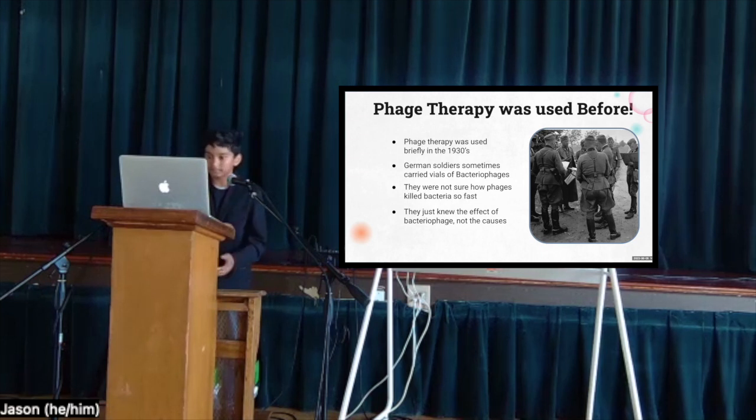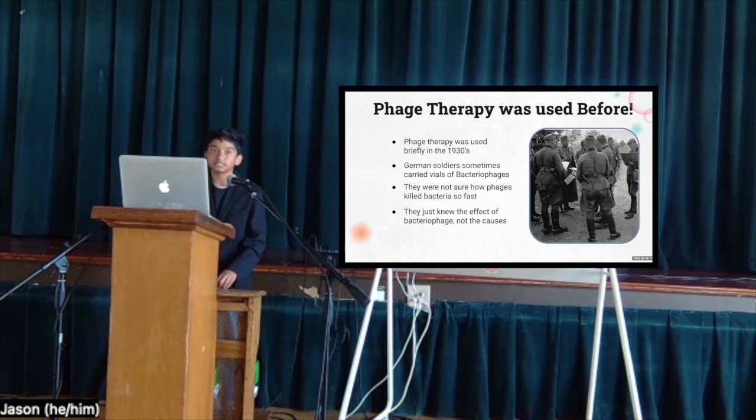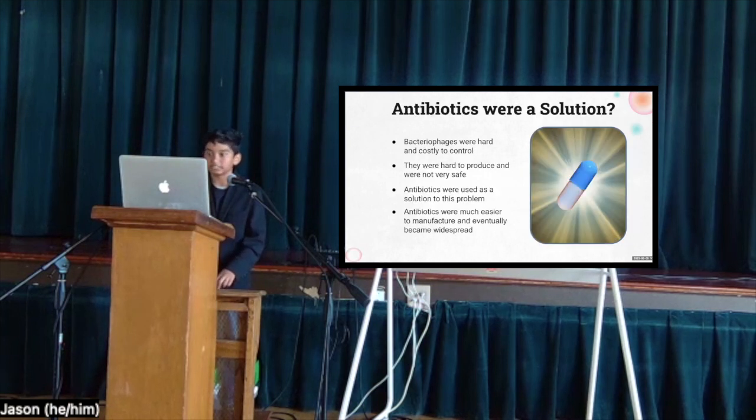German soldiers often carried vials of bacteriophages in their bags in case of a bacterial infection. Back then, not much was even studied about phages, and scientists were not even sure if they were microbes or enzymes. They had no idea what bacteriophages did to kill bacteria, but they just knew what effects they had in the short term. The wide use of antibiotics made phage therapy even less common.